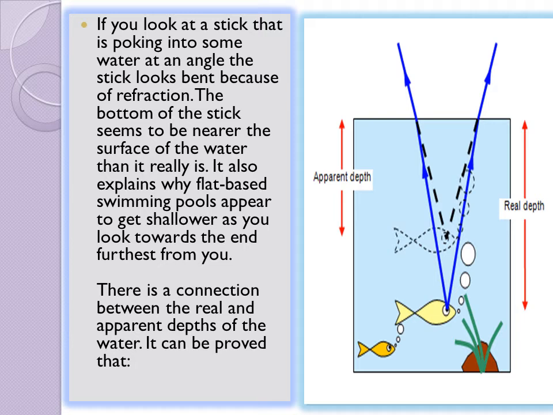If you look at a stick that is poking into some water at an angle, the stick looks bent because of refraction. The bottom of the stick seems to be nearer the surface of the water than it really is. It also explains why flat-based swimming pools appear to get shallower as you look towards the end. There is a connection between the real and apparent depth of the water.